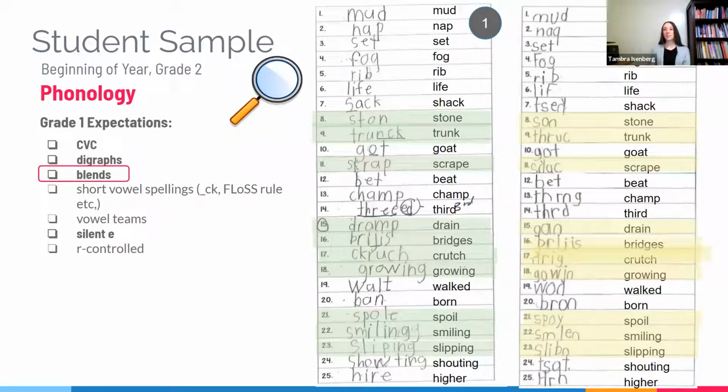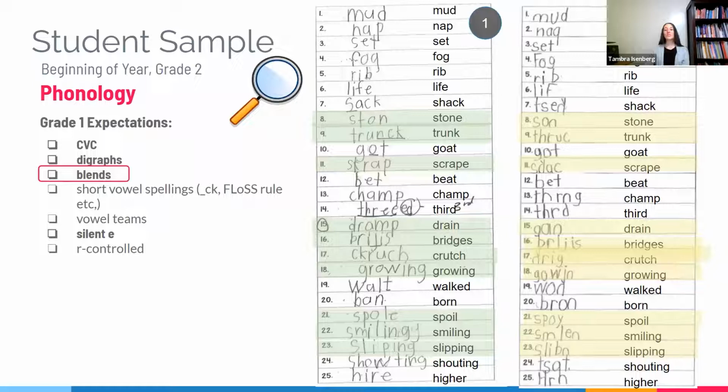So if we look at word number 8 and we say stone, stone, tap that out, S-T-O-N. We know that stone has 4 phonemes or sounds in the word. Now, neither student has spelled this word correctly. However, student number 1 has represented all of the sounds or phonemes in the word stone with a grapheme, whereas student number 2 has only represented 3 sounds. Student number 2 omitted the t sound at the beginning blend. So this is a phonological error. And this type of error can be seen in several more examples as we look down student 2's sample.